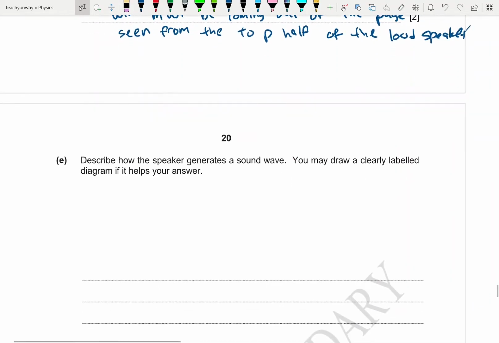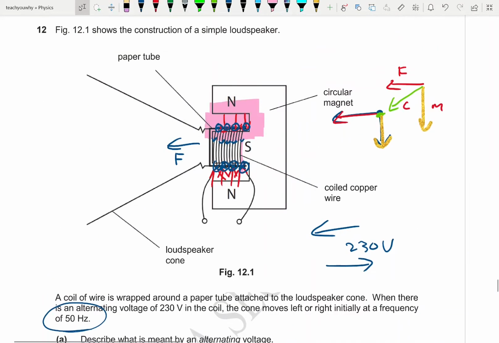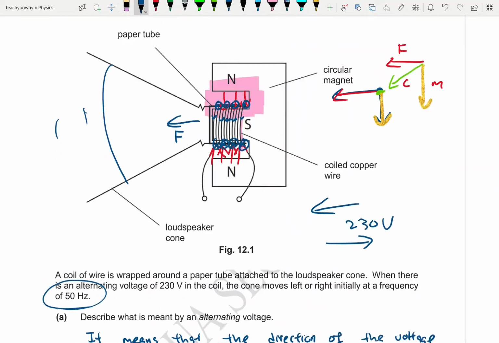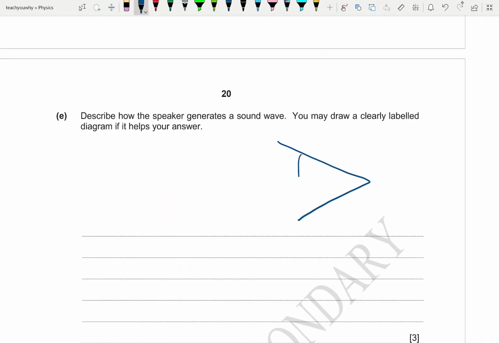Okay, so describe how the sound speaker generates a sound wave. You may draw a clearly labeled diagram if it helps you to answer. Okay, so basically you have a diaphragm here. This is your diaphragm. So what happens is that the diaphragm, this is your diaphragm, so you have your air particles.